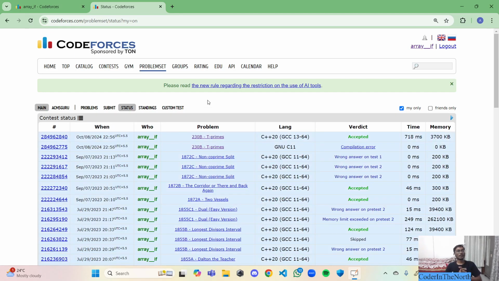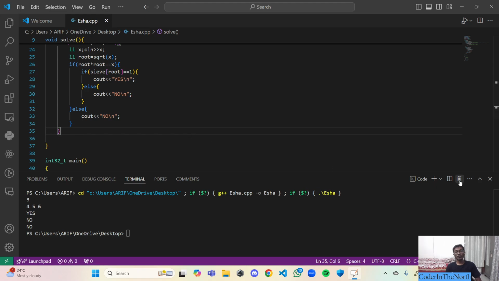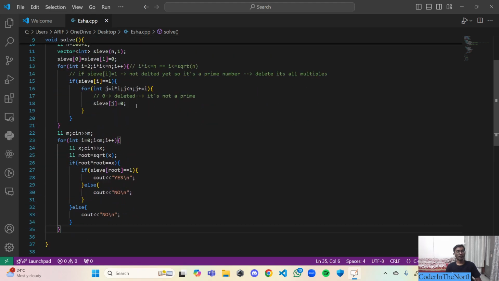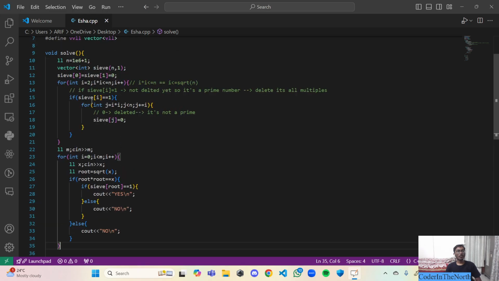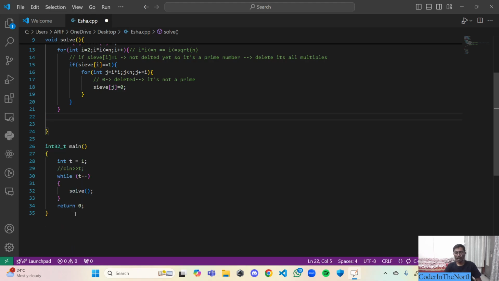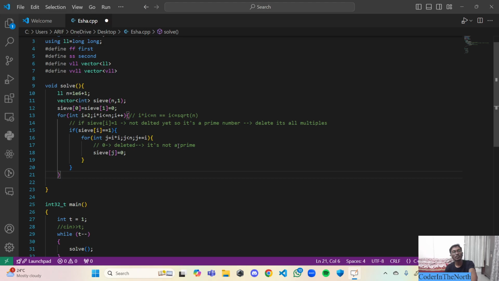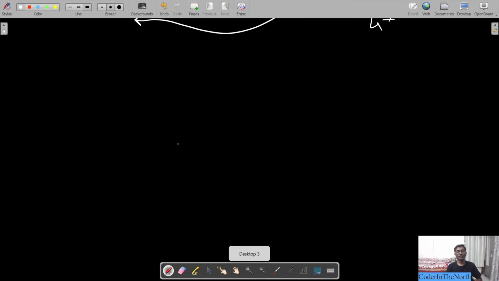Okay, I hope you understood this concept, the concept of sieve. Now what we'll do is a small variation of this, an application of sieve. We can say it's an application of sieve.